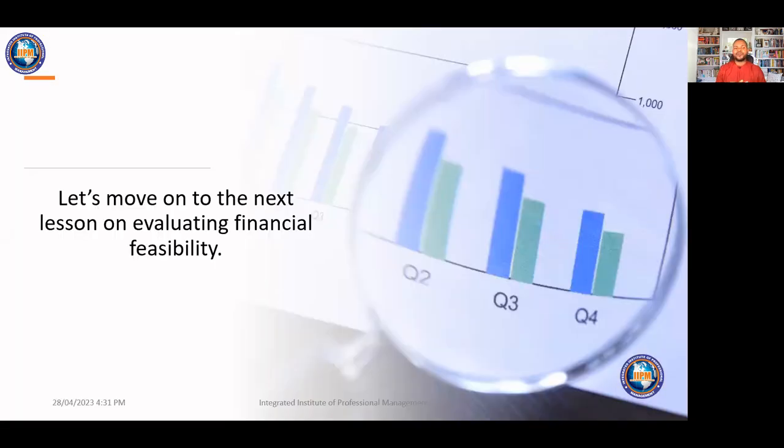Okay, so now that we've gone through the processes involved in analysis of data, let's move on to evaluating financial feasibility.